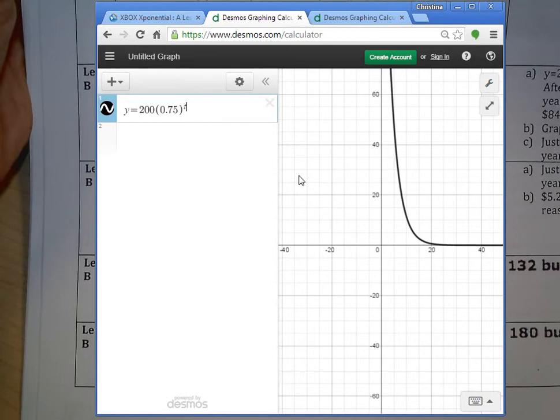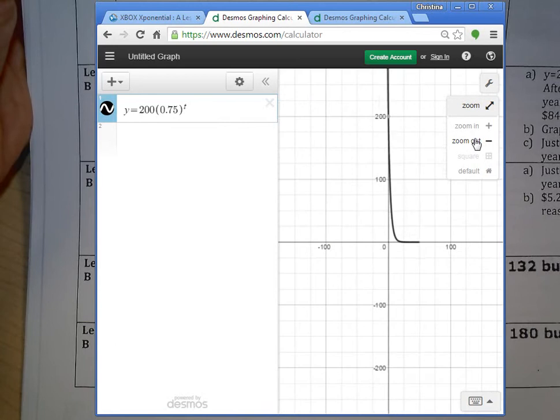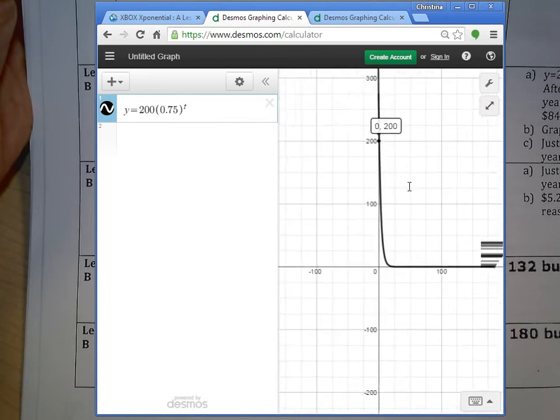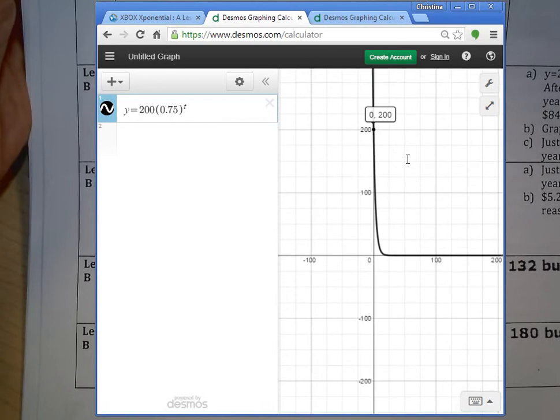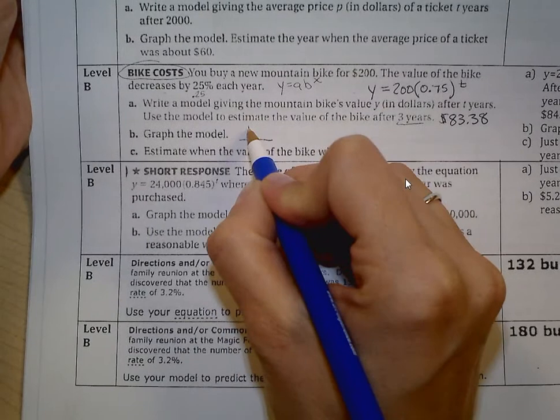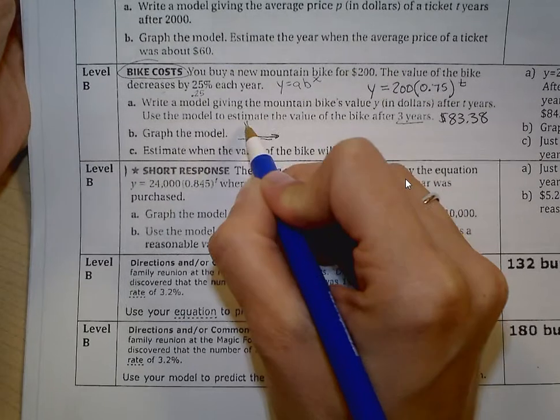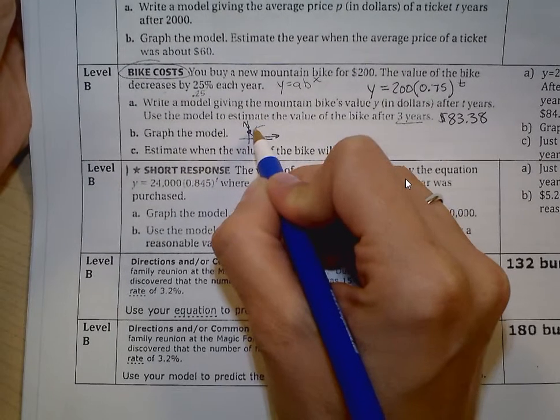This is what my graph looks like. That makes sense that it's going down as x values increase because it's decay, and it's going to cross my x-axis at 200, or sorry, my y-axis at 200. So I'm going to draw a picture of that. It's going to look like this. And my y-intercept here is 0, 200.